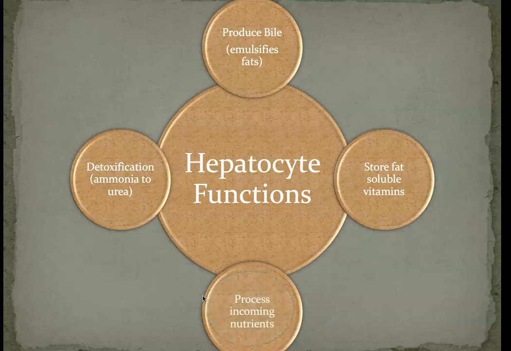And then the liver processes incoming nutrients. So when the nutrients from the small intestine come in from the hepatic portal vein, it will again decide where it's going to go. Will it store them? Will it send it to the cells for the cells to use as energy?